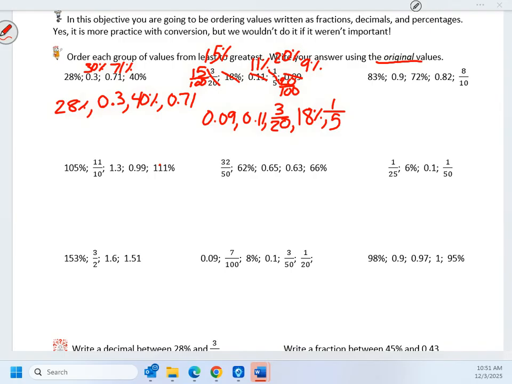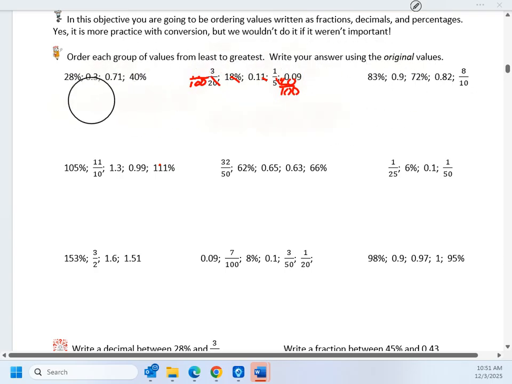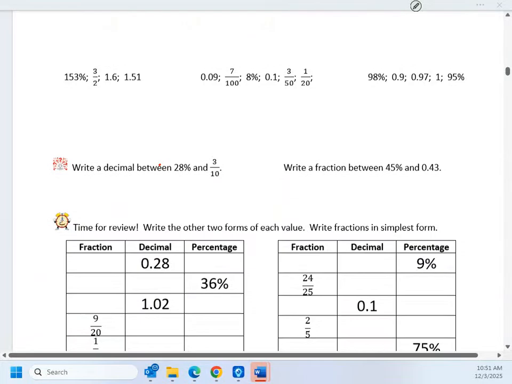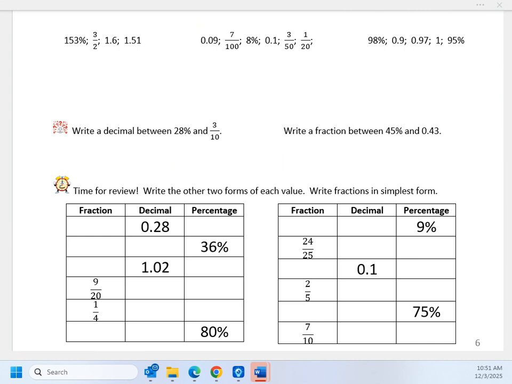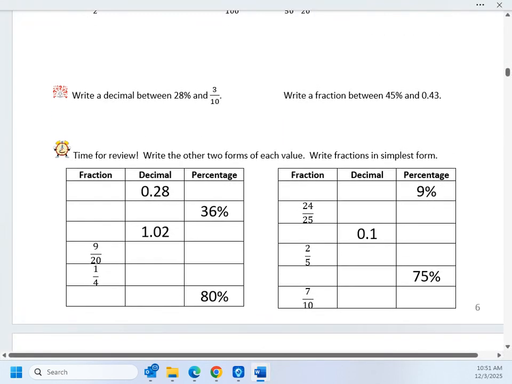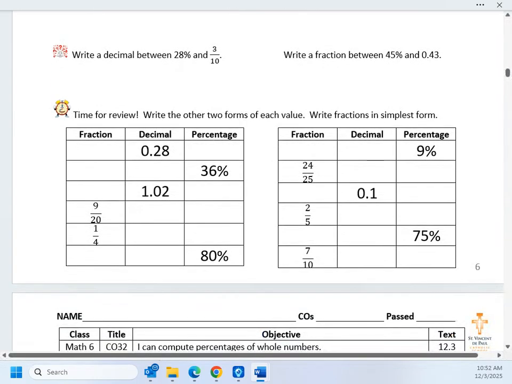Are there any questions on what we need to do with this top part? Let's look at what's at the bottom. On the bottom, it says, write a decimal between 28% and 3/10. If I need to write a decimal, what do you think I need to do to those two values? I have a percentage and I have a fraction, but the directions say to write a decimal that's in between them. What's your thought? What should I do?